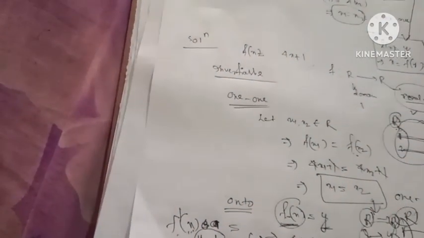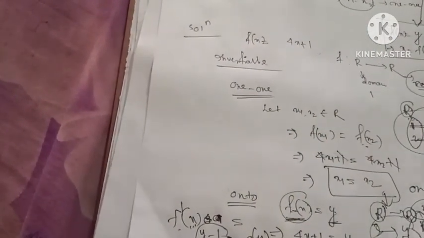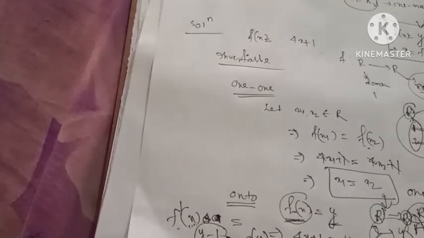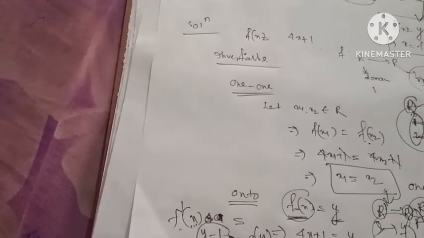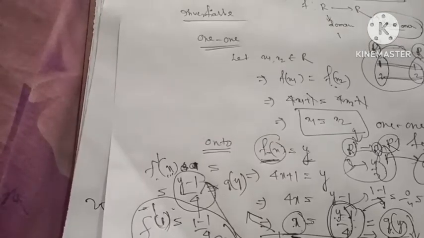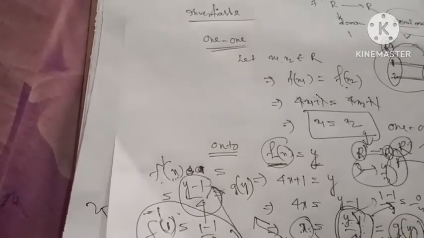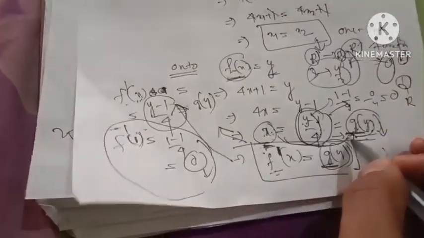Yes, it is invertible. Its inverse function is f inverse of 1, and f inverse of 1 becomes 0. x equal to g of y means this is the function g of y, and it is the inverse of this function.